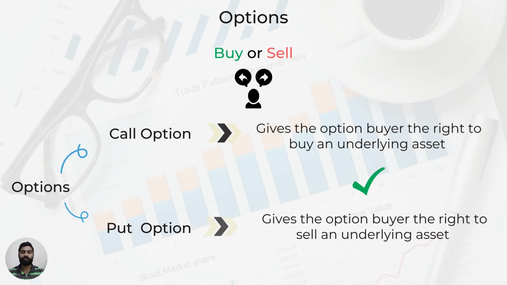So before we get into the open interest analysis of the option chain, let's briefly understand what options mean. As the name itself suggests, it gives the option holder an option to buy or sell an asset. A call option is a contract that gives the option buyer the right to buy an underlying asset at a specific price within a specific period of time. Whereas a put option is a contract giving the option buyer the right but not the obligation to sell.